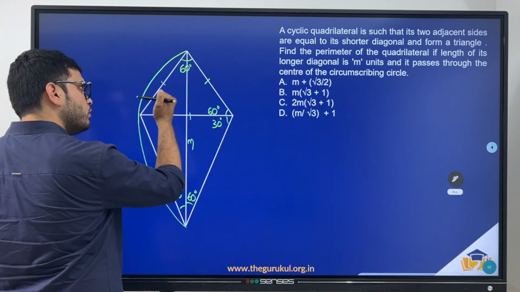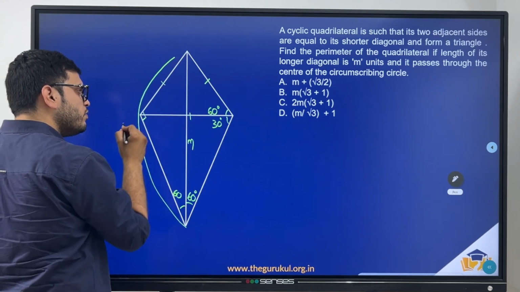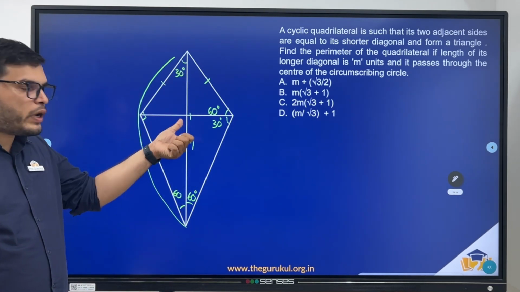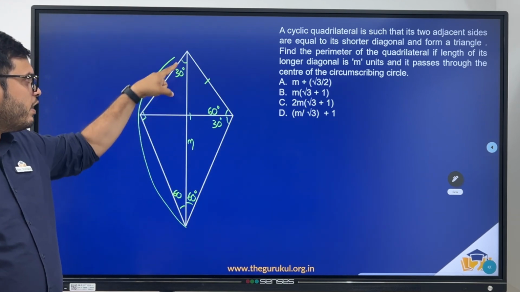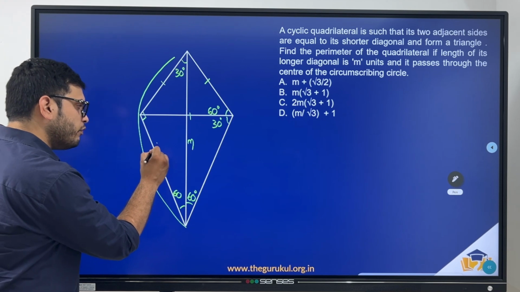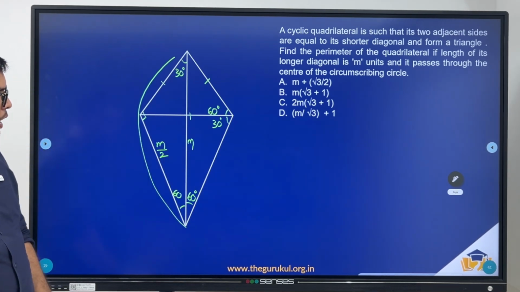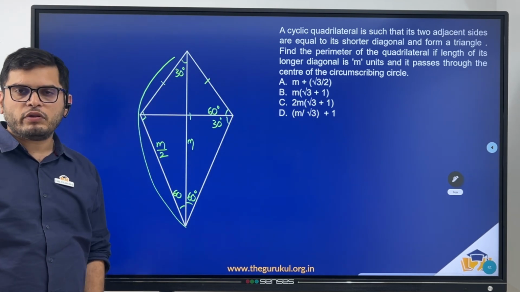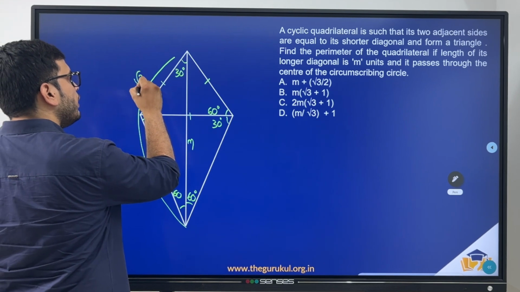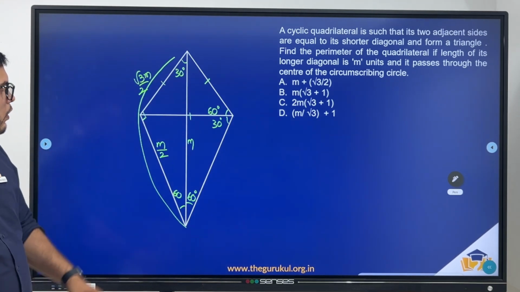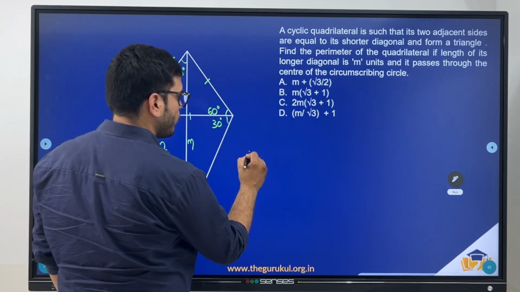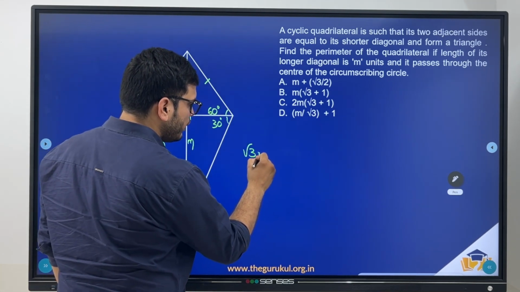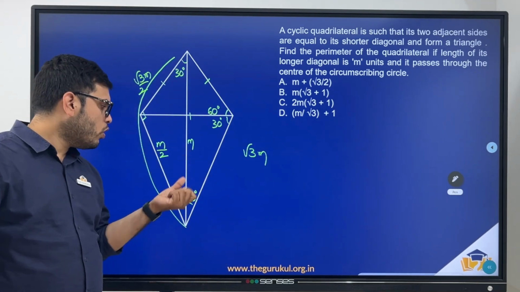Now if you observe, this is 60, this is a right angle, this should be 30 degrees. Now the side opposite to the right angle in a right angle triangle, if that is m, the side opposite to 30 degrees should be half of that, m by 2. And the side opposite to 60 degrees should be root 3 times the side opposite to 30 degrees. So this should be root 3 m by 2, right? Now this is equal to this. So root 3 m by 2 plus root 3 m by 2 is root 3 m, and these two triangles are congruent.